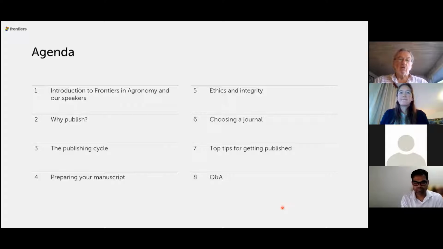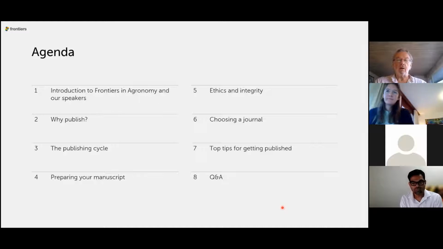agronomy. So the agenda for today is that Bhagirath is really going to make the main presentation. He has much more experience in doing this than I have, so I'm really pleased that he's going to take this on board. Why publish? What is the publishing cycle? How you might go about preparing your manuscript? And then there are issues about ethics and integrity when you're publishing papers.